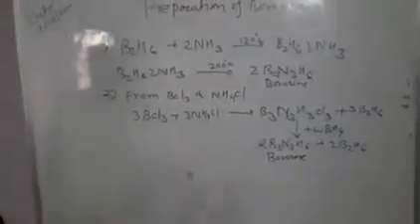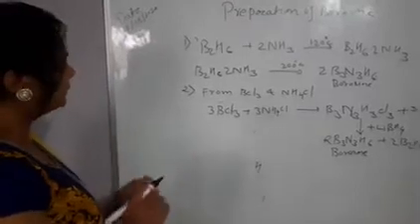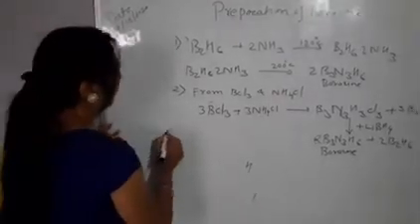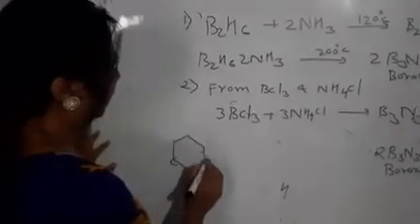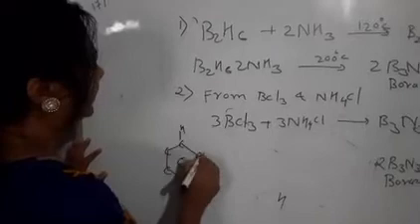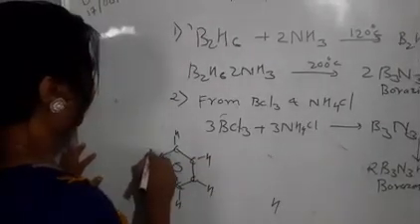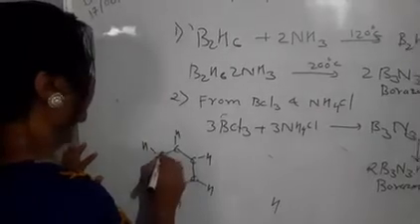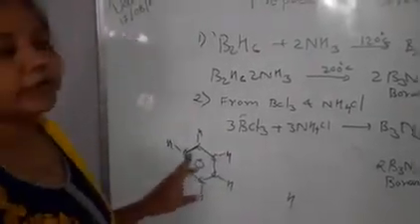One thing I want to tell you is the difference between borazine and benzene. We know that in benzene all are carbon atoms. So what happens in benzene? Since all are carbon atoms, having the same electronegativity, the bonds have no dipole moment, or are not polar.